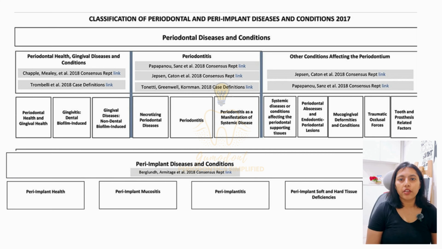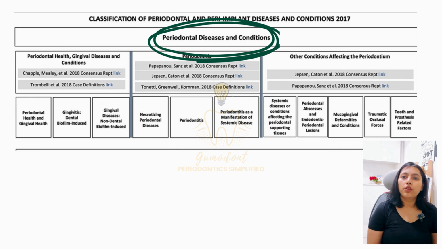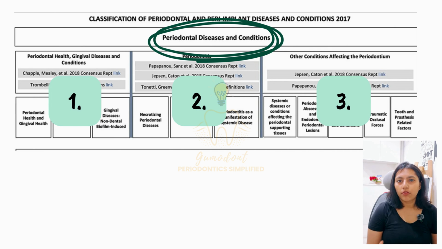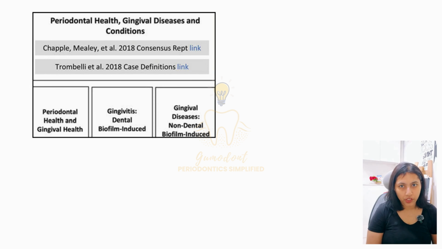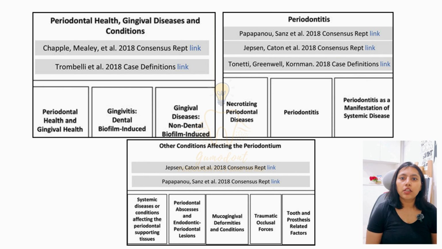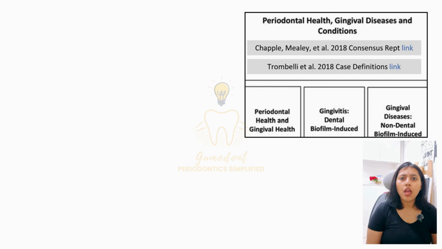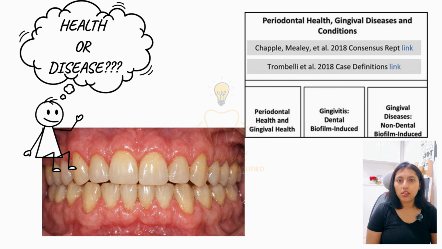Here, they first divided everything into two broad groups, periodontal diseases and peri-implant diseases. And within periodontal diseases, they introduced three major categories. First, periodontal health and gingival diseases. Second, periodontitis. And third, other conditions affecting the periodontium. And today we will focus on this first part, periodontal health and gingival diseases, because unless you understand what is health, you cannot define a disease.